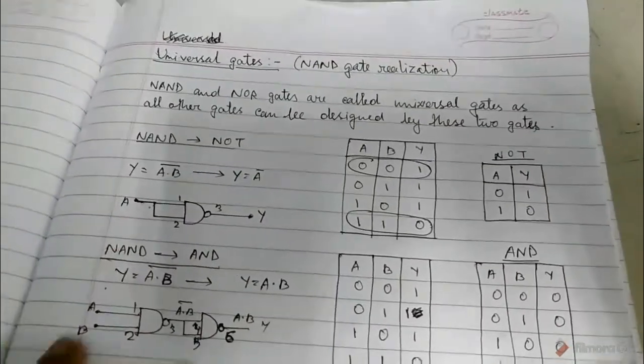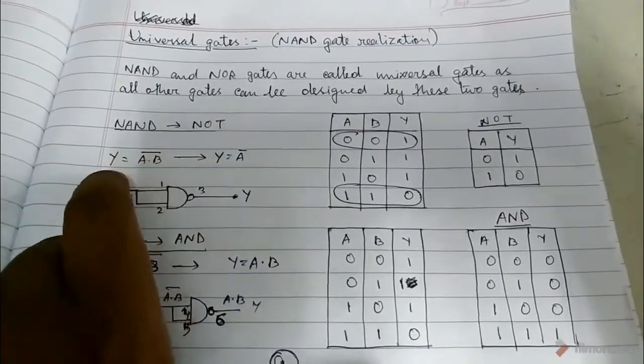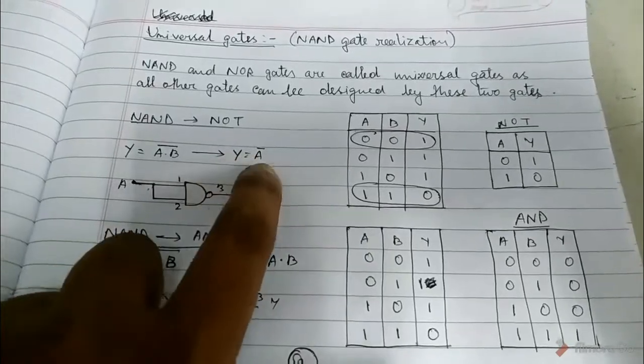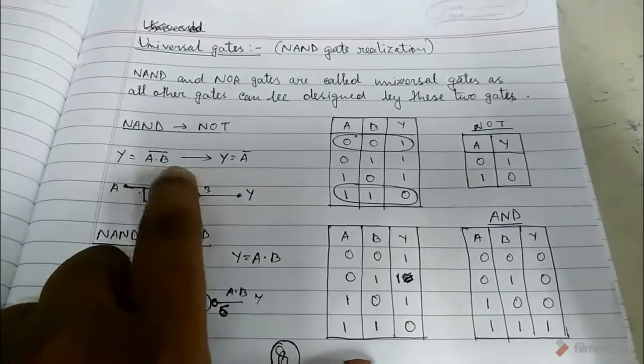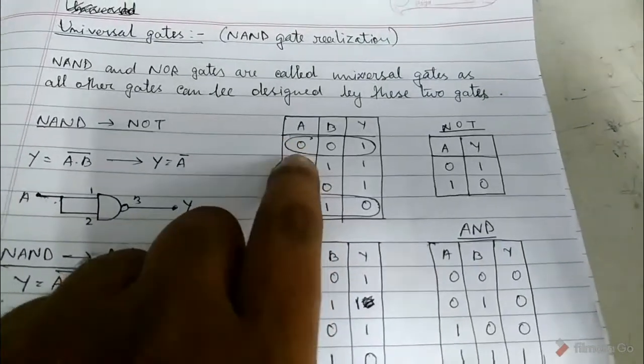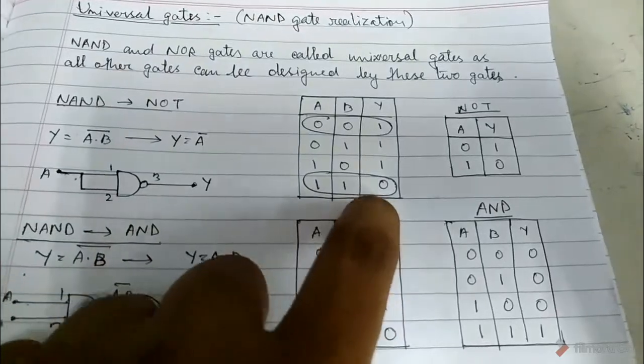As I have written here, NAND to NOT. We know that the equation of the NAND gate is y equal to (a dot b) bar and the equation of the NOT gate is y equal to a bar. So I have to convert this from this. See the truth table. The NAND gate gives output 1 for inputs 0 0, and output 0 for inputs 1 1.